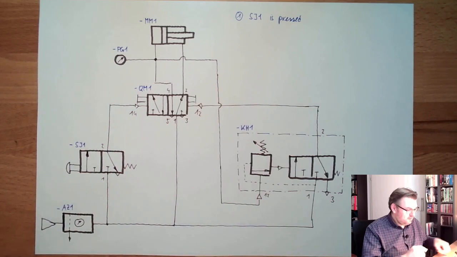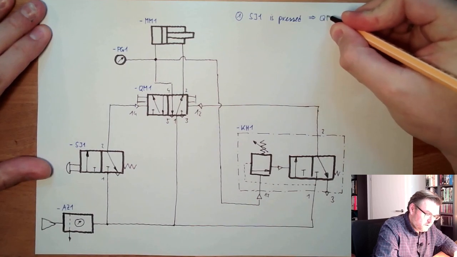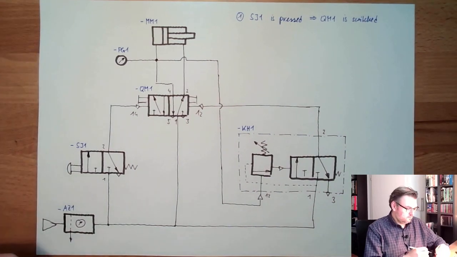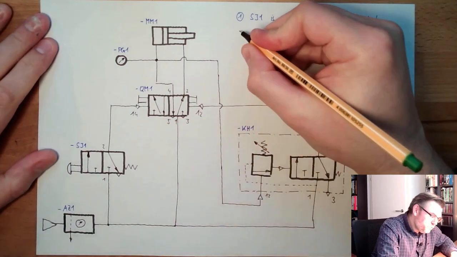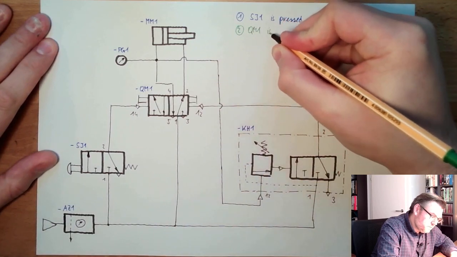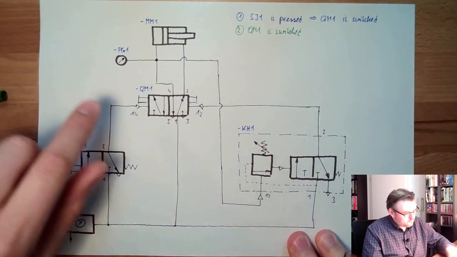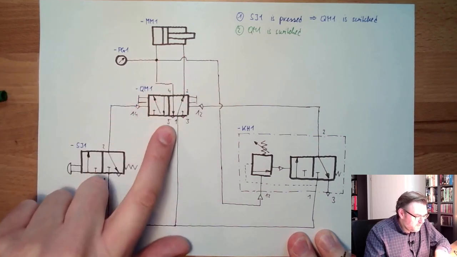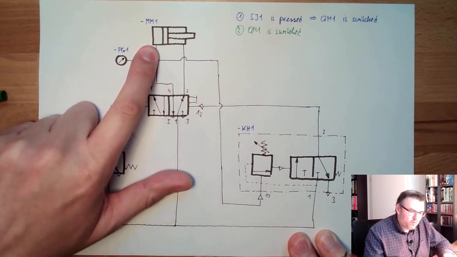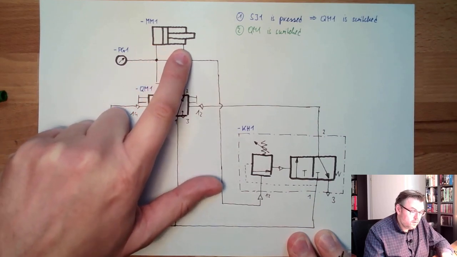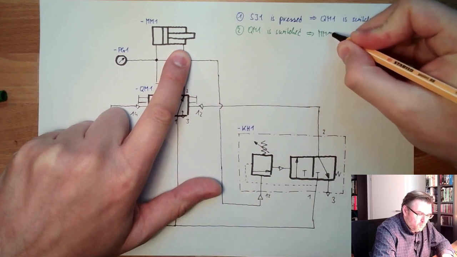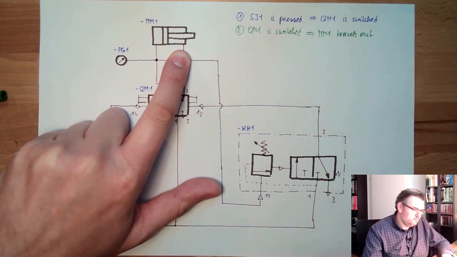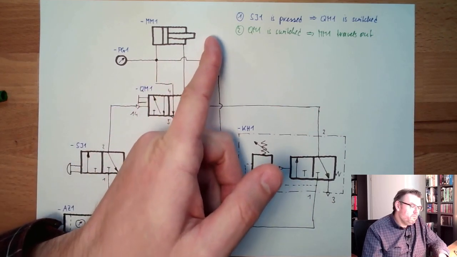So this is the result: QM1 is switched. If QM1 is switched, we will get the pressure from the 1 line to the 4 line. This means 2 is then exhausted to 3. So this means MM1 will start to travel. MM1 travels out, and at some point in time it will be at the limit or whatever.